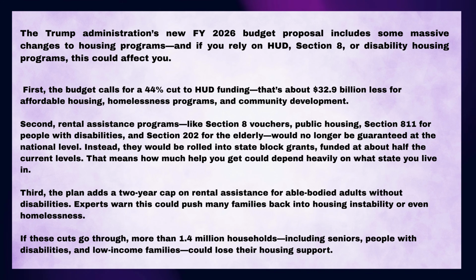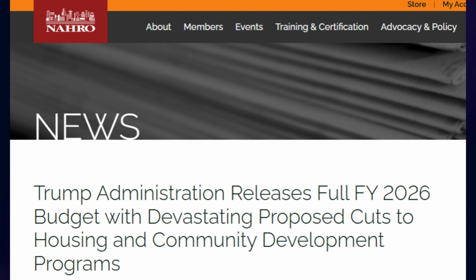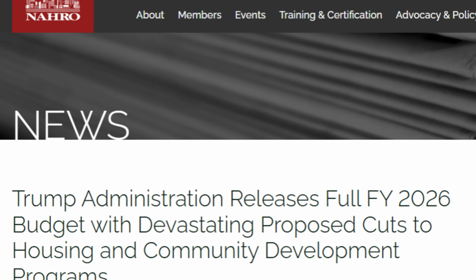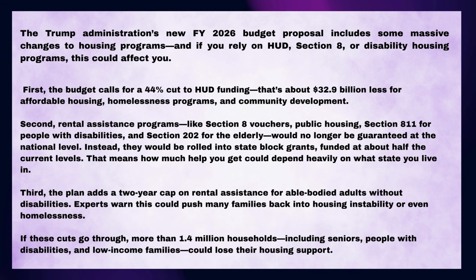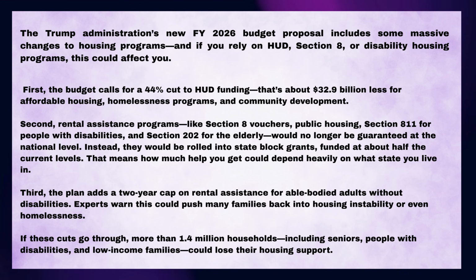Third, the plan adds a 2-year cap on rental assistance for able-bodied adults without disabilities. But experts warn this could still push many families back into housing instability or even homelessness. If these cuts go through, more than 1.4 million households, including seniors, people with disabilities, and low income families, could lose their housing support. But guys, that was a lot.